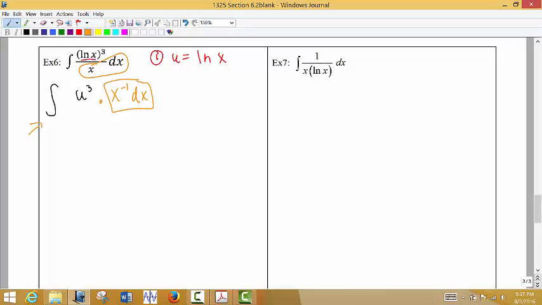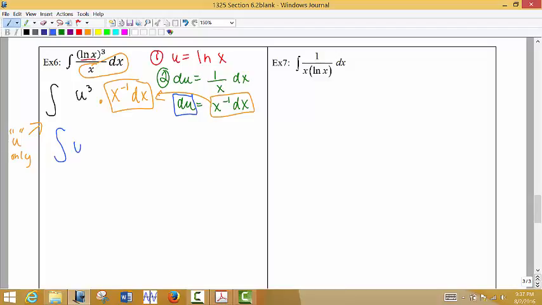Keep in mind that I want everything here to be only in terms of u. We don't want any x's floating around. So how do I get rid of that? Well, let's go to step 2, and we're going to take the derivative of u. So what's the derivative of natural log of x? Well, that's 1 over x dx. Does that look familiar? Yeah, because 1 over x, remember, is the same thing as x to the negative 1 power dx. So does the right-hand side look like the extra stuff that we have floating around? Yes, it does. So we're going to replace that extra stuff with u.